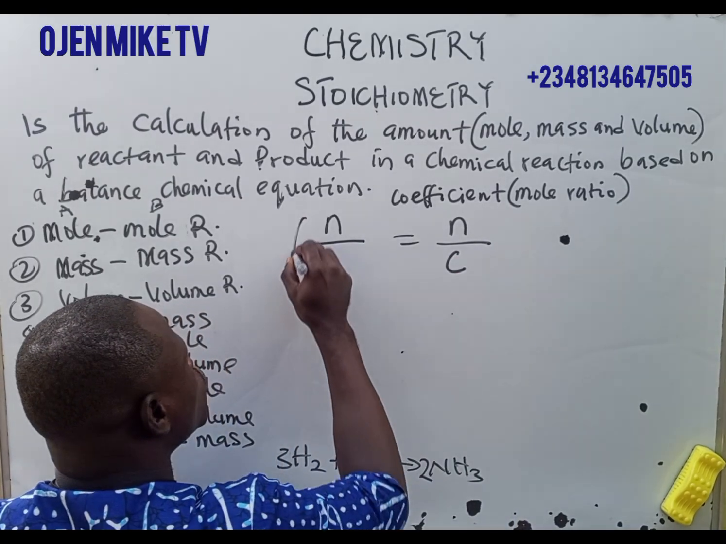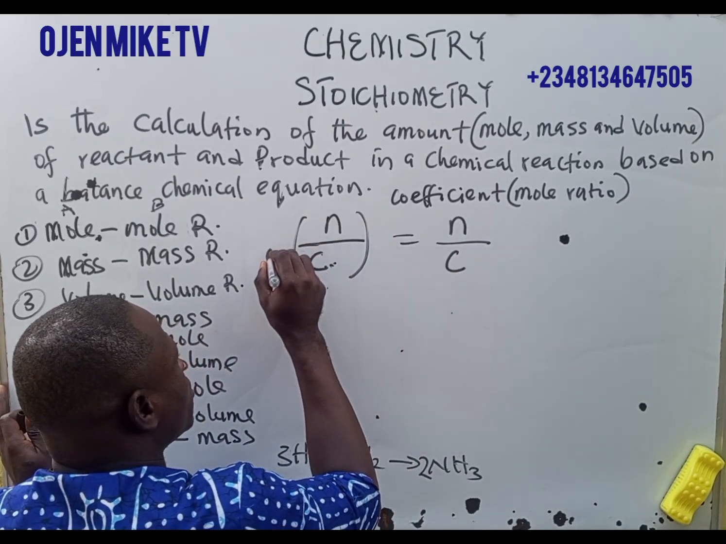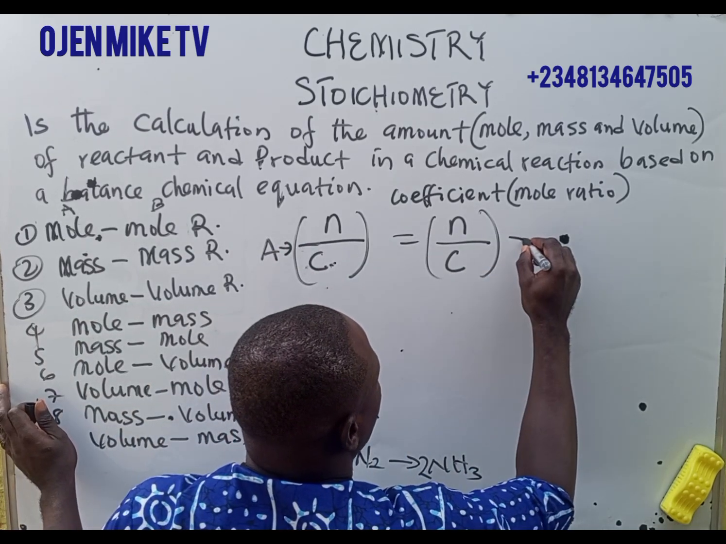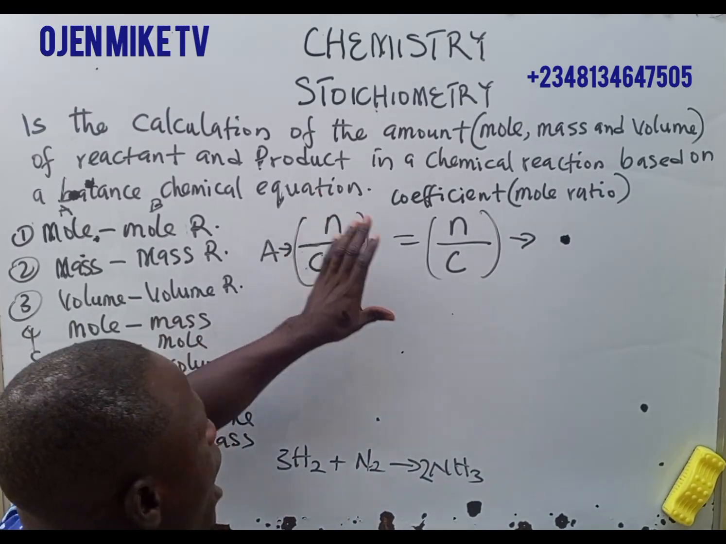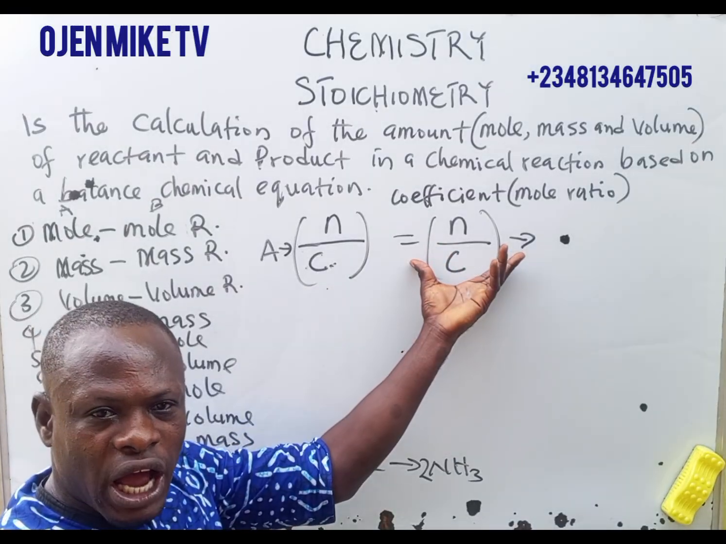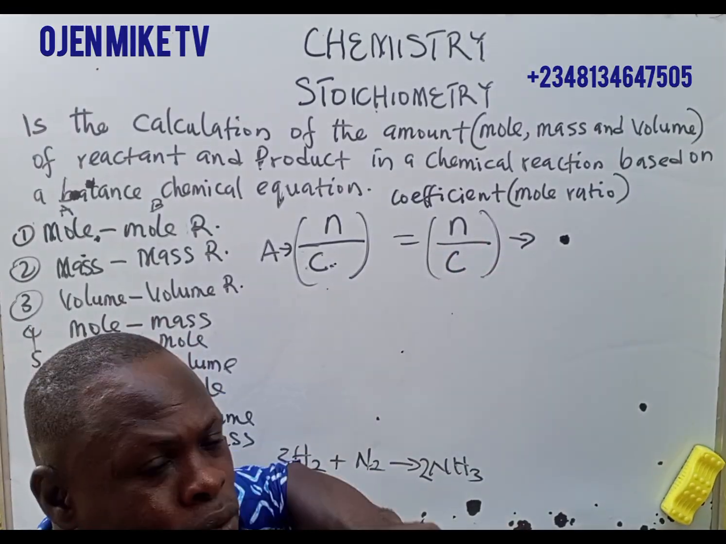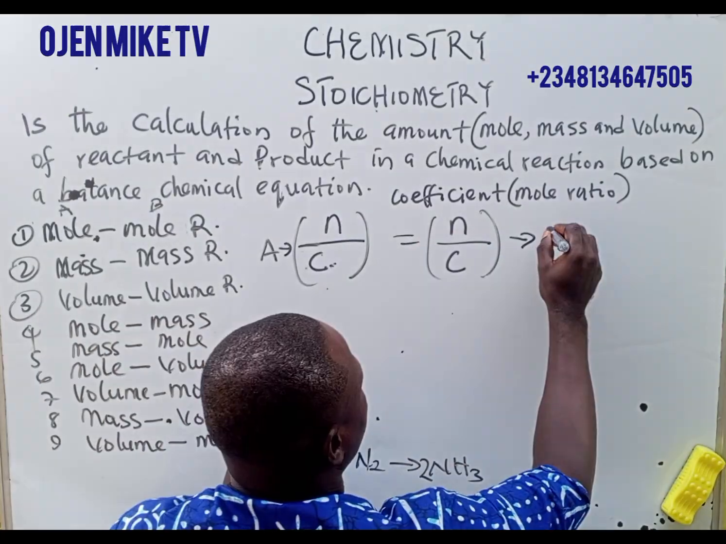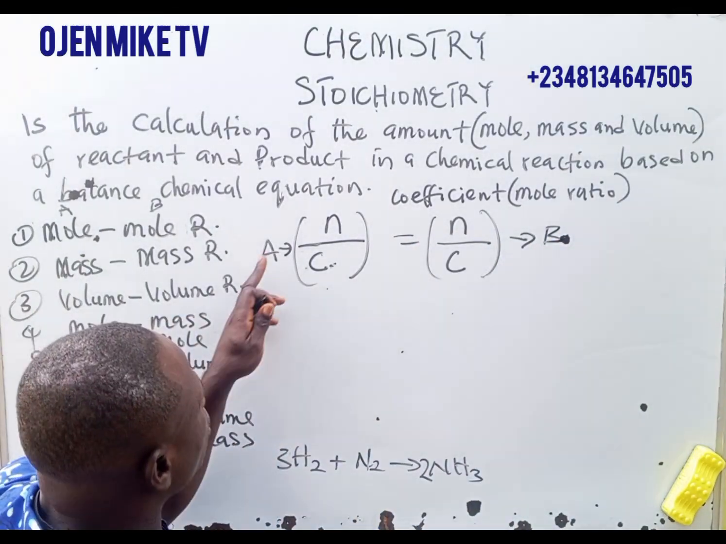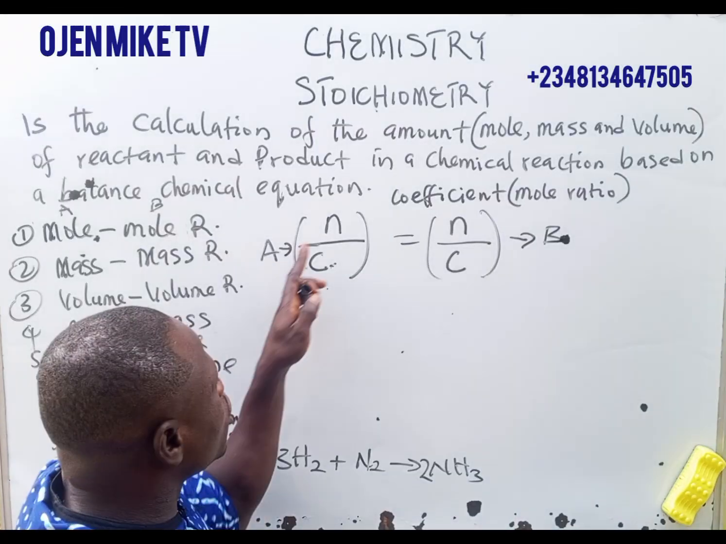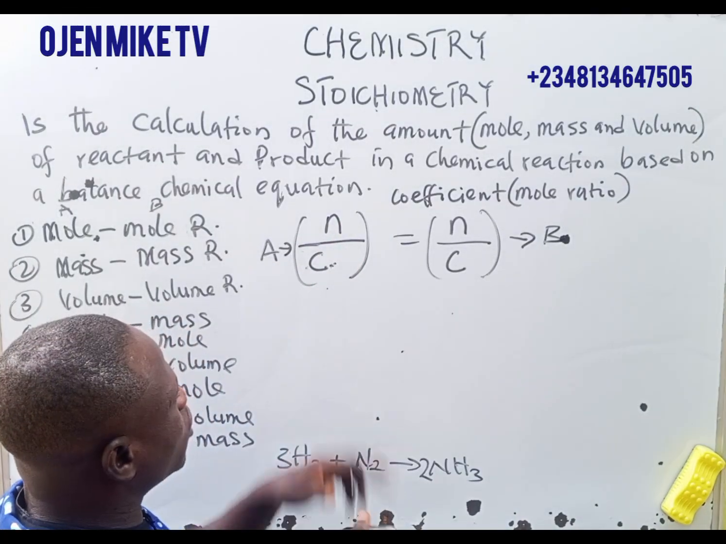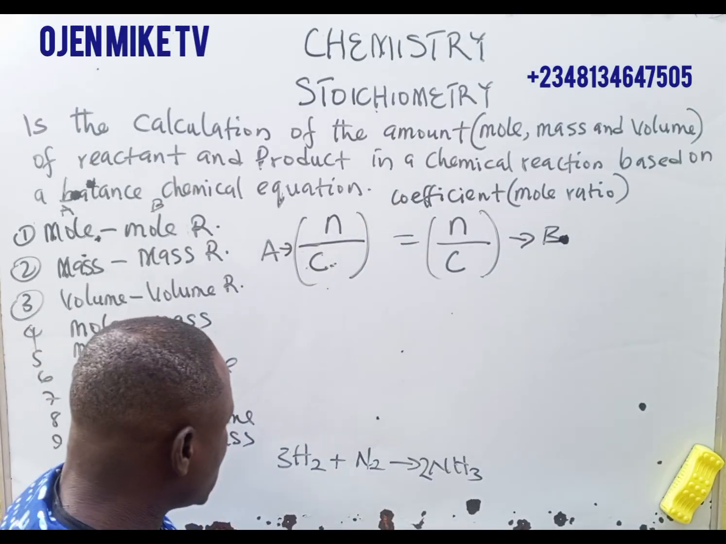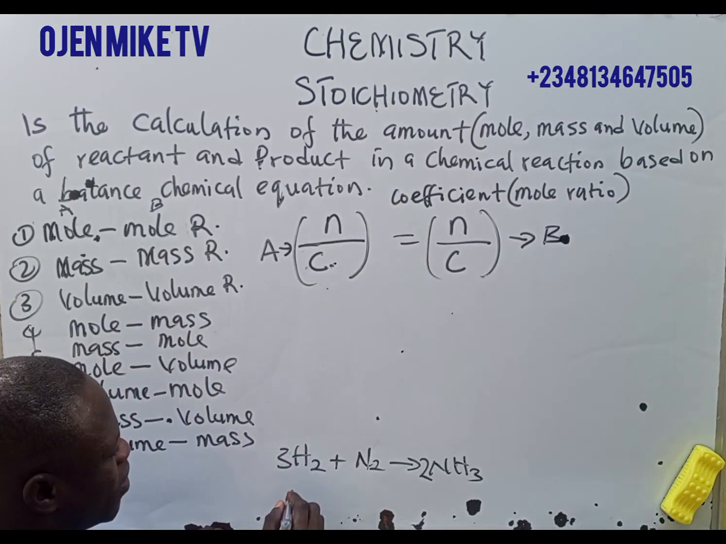So this one now is your A, and this is your B. You will be given A, and you will be asked to calculate the mole of B. You will be given the mole of A and the coefficient. Remember, the question says in a balanced chemical equation.